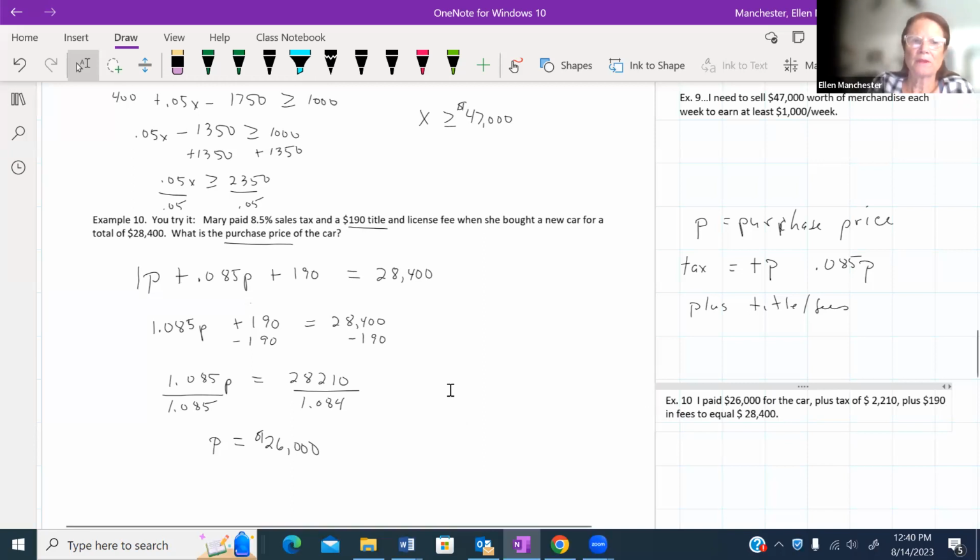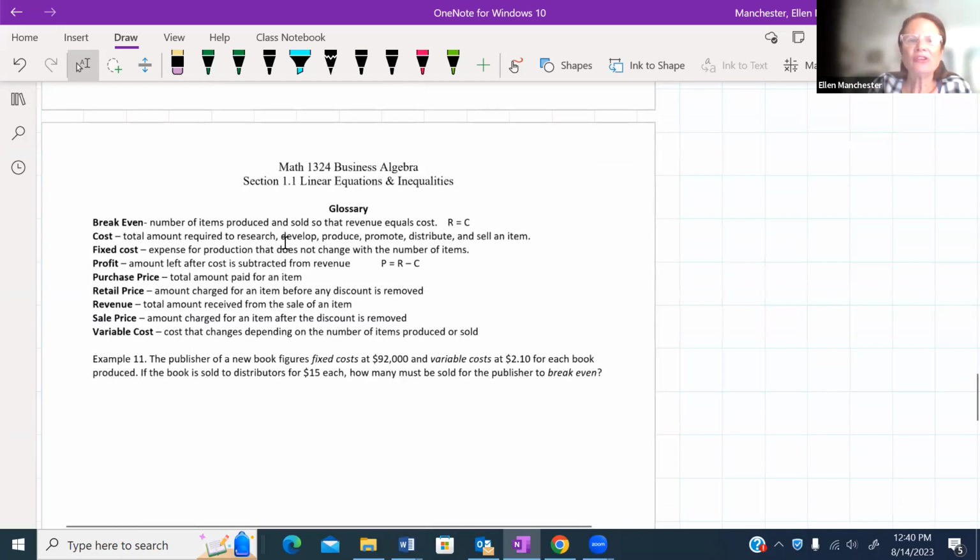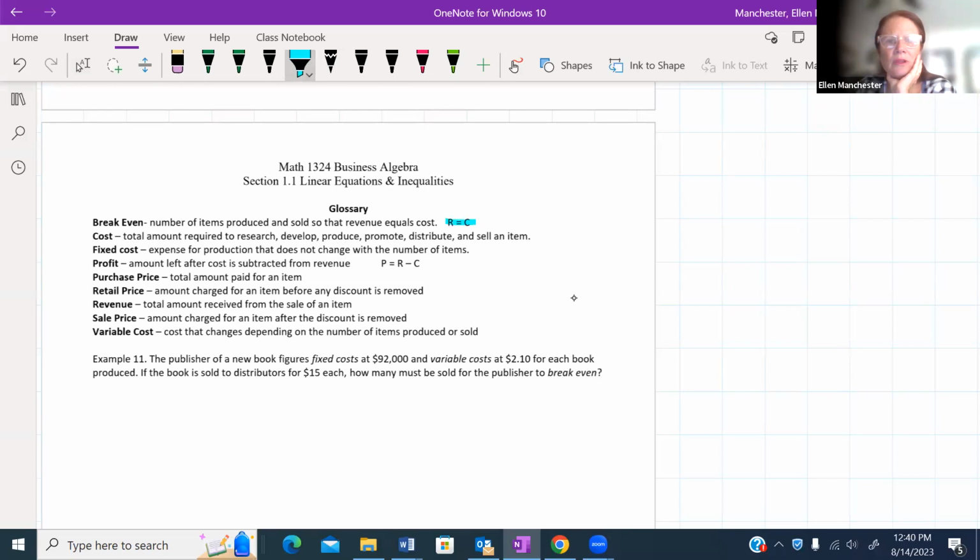Okay. All right. So now here's the last one. Here are just the different terminologies that you're going to need to know. Break even is when you're not losing money, but you're not gaining any money. And how you find that is the revenue equals the cost. That's right here. Revenue equals the cost. That's going to be your break even.